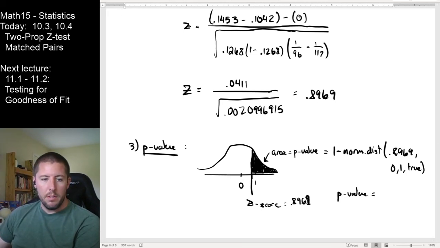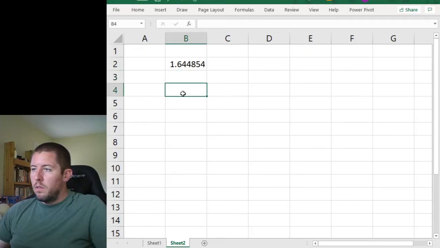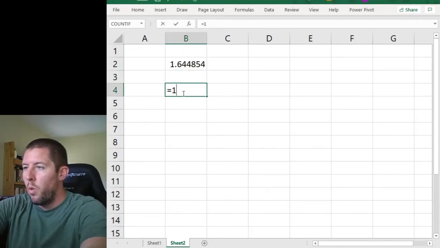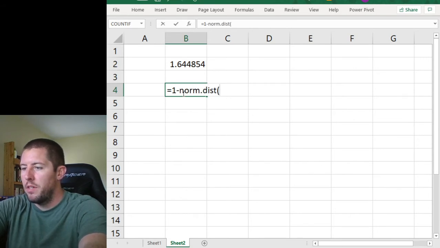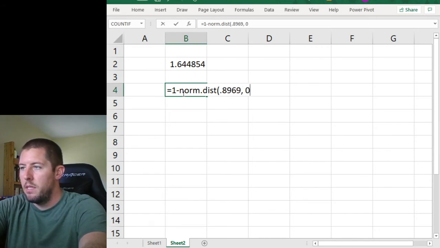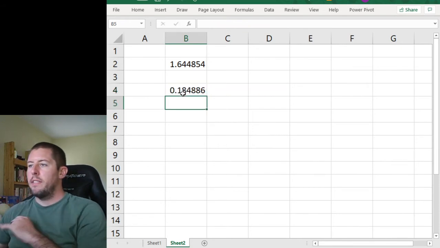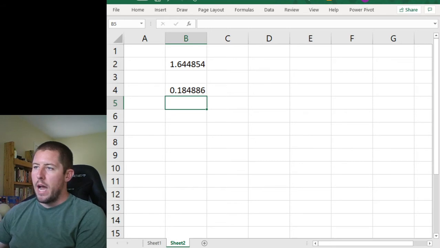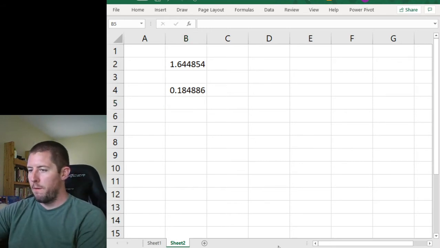So coming back over to Excel, we've got equals 1 minus norm.dist. Our x value of interest is really our z value, 0.8969. Mean is 0, standard deviation is 1, our cumulative is true. And that's telling me 0.1849. All right. So this is a huge p-value right here, right? This is telling me, by the way, this is my z-score test statistic.